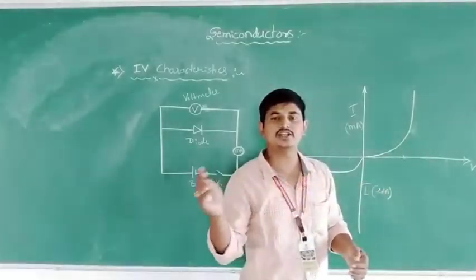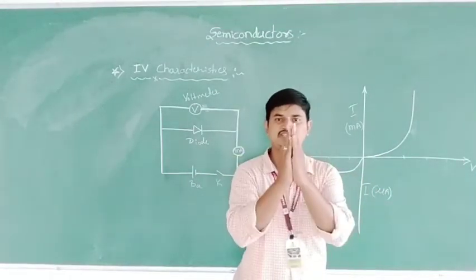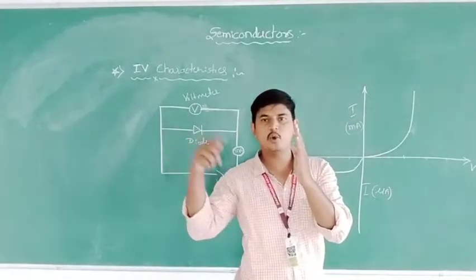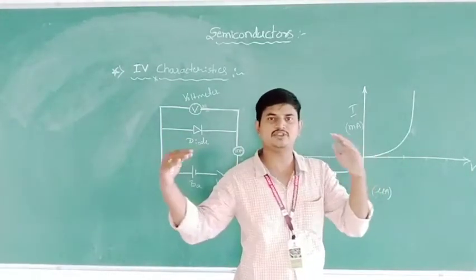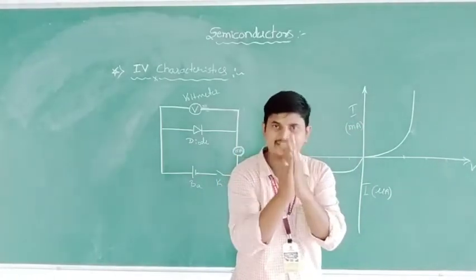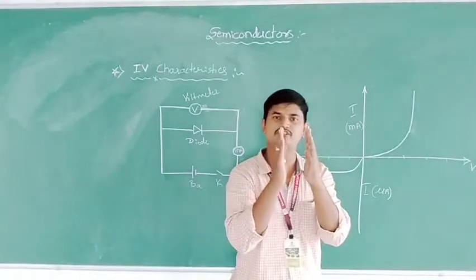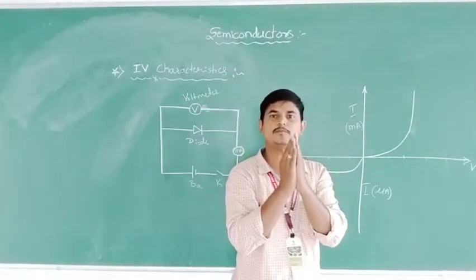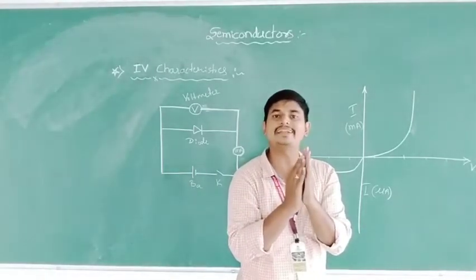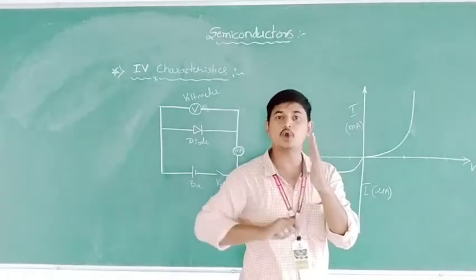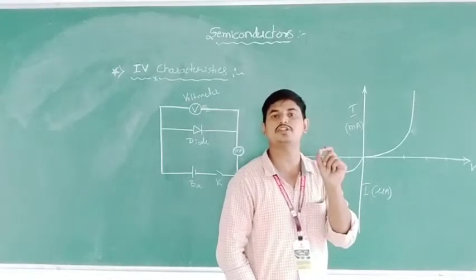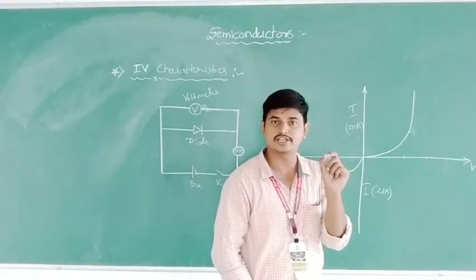As the flow of charges through the junction increases, see here, this is the junction. One side is P type semiconductor, another side is N type semiconductor, and holes from the P side and electrons from the N side cross the junction. So the junction width starts to decrease. Once the barrier potential, also called the junction potential, equals the applied potential, that particular voltage we call the threshold voltage or cutting voltage.